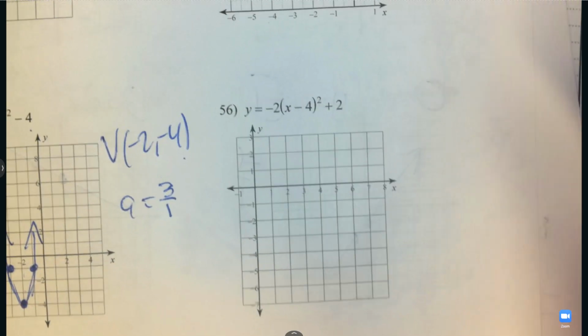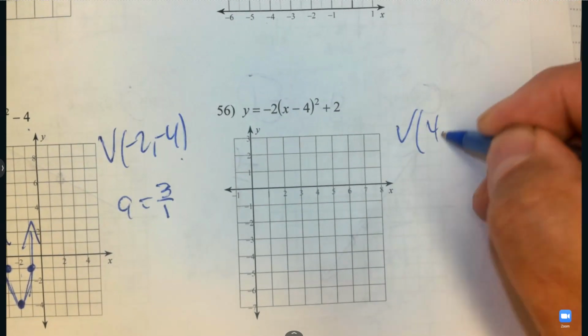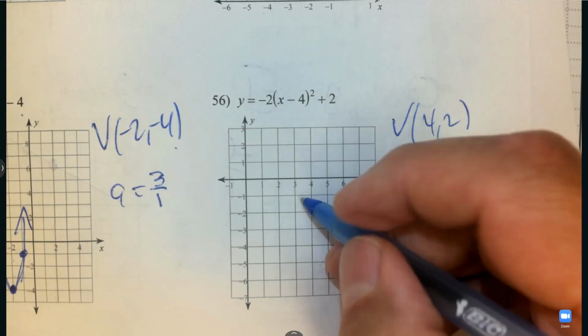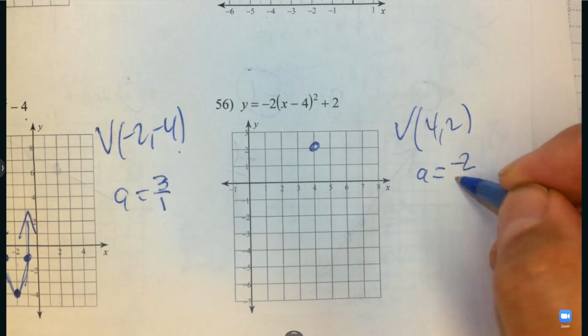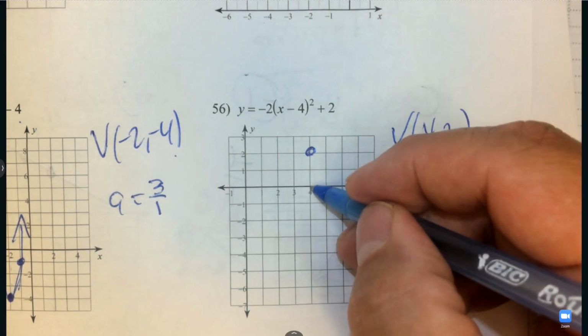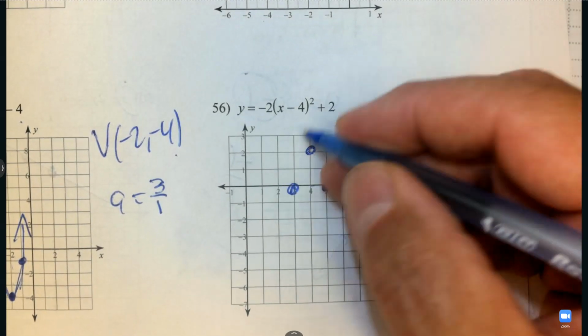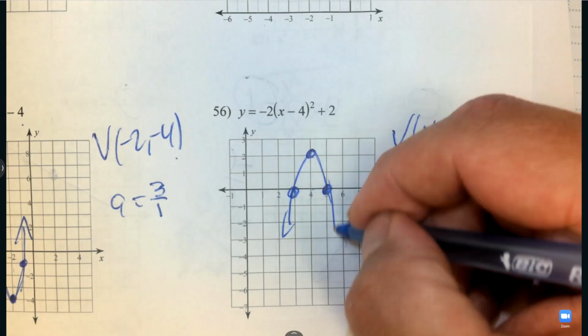All right, last one like this. Try it. Press pause, maybe, whatever you want to do. 4, 2, 4 to the right, 2 up. The rate of change is -2, and a 1, so go down 2 to the right 1, to the left 1, and then draw your parabola.